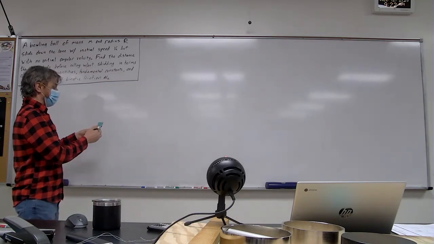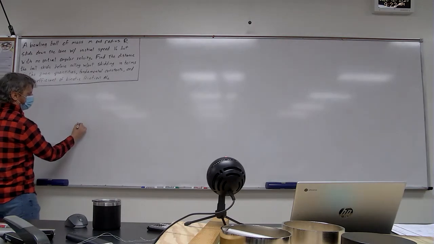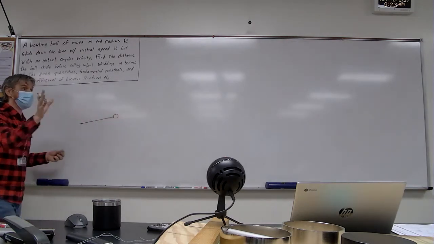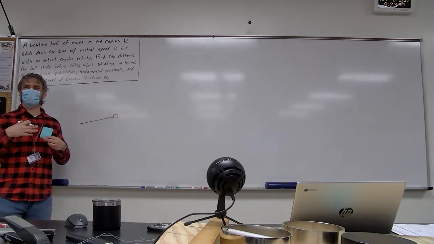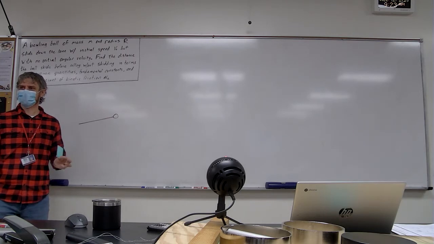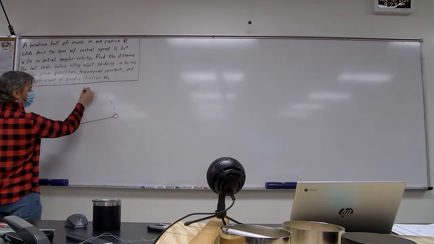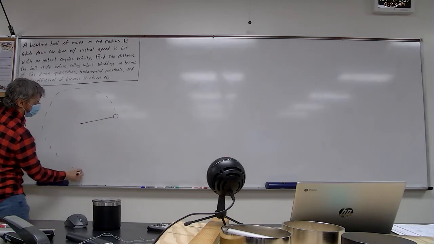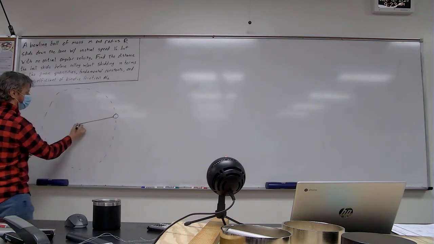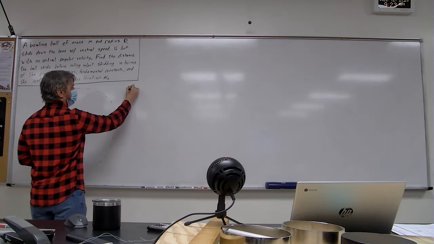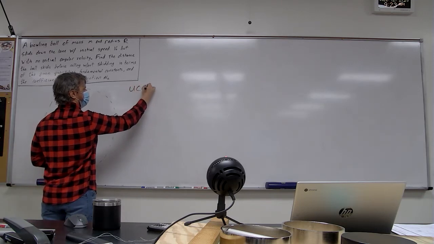But the first one, let's just talk about an object on a string. And the problems we're going to deal with are going to be purely symbolic. We're not going to use any numbers. Okay, it's going to just be based on the variables. So I have this object on the end of a string, and it will be moving in a circle at constant speed. So we'll have uniform circular motion, UCM.